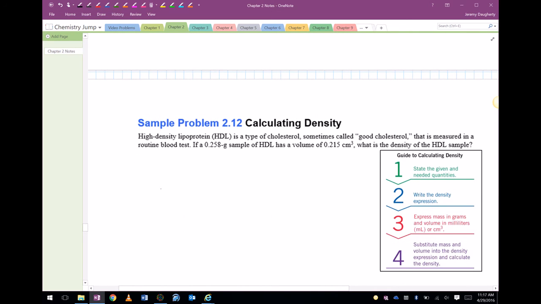Again, take a look at your video problems for some example calculations. The video problems not only show you the example calculations, they also show you the proper way to show your work, which is really important. You always have to show 100% of your work.